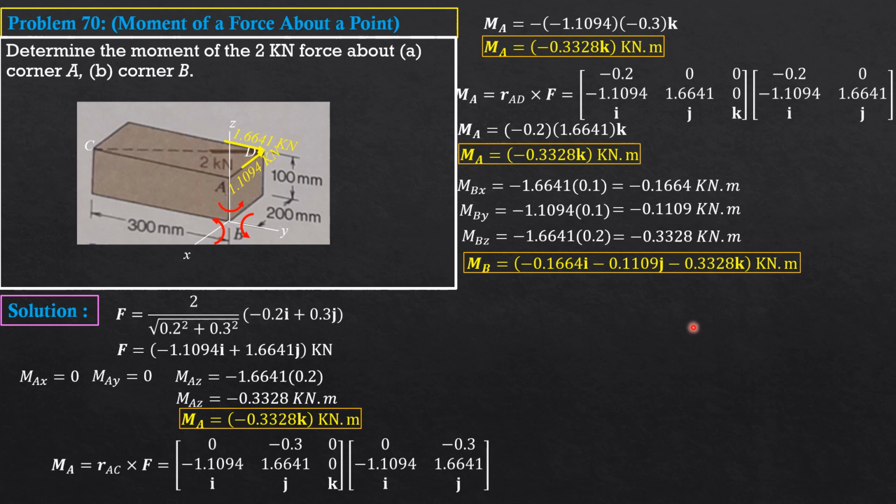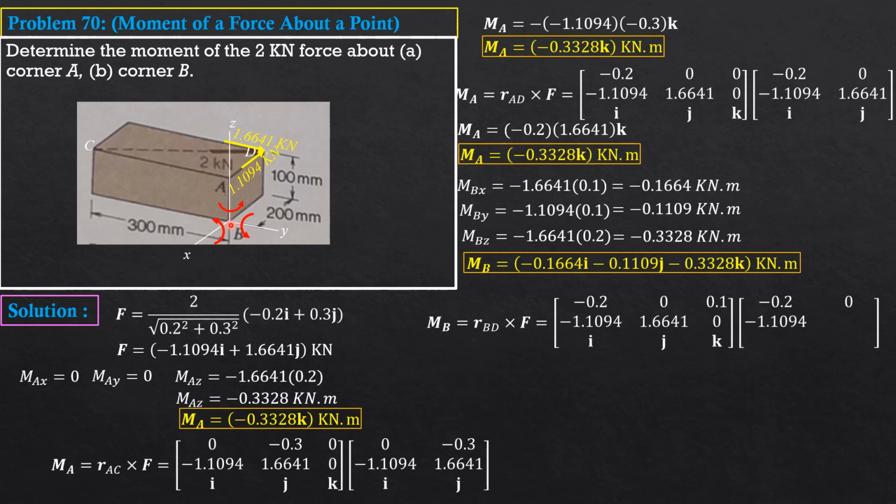Then in vector form, MB is R BD cross F or R BC cross F. So MB is R BD cross F. You can also have R BC cross F. I will leave R BC cross F to you as your additional exercise. I'll just present R BD cross F.